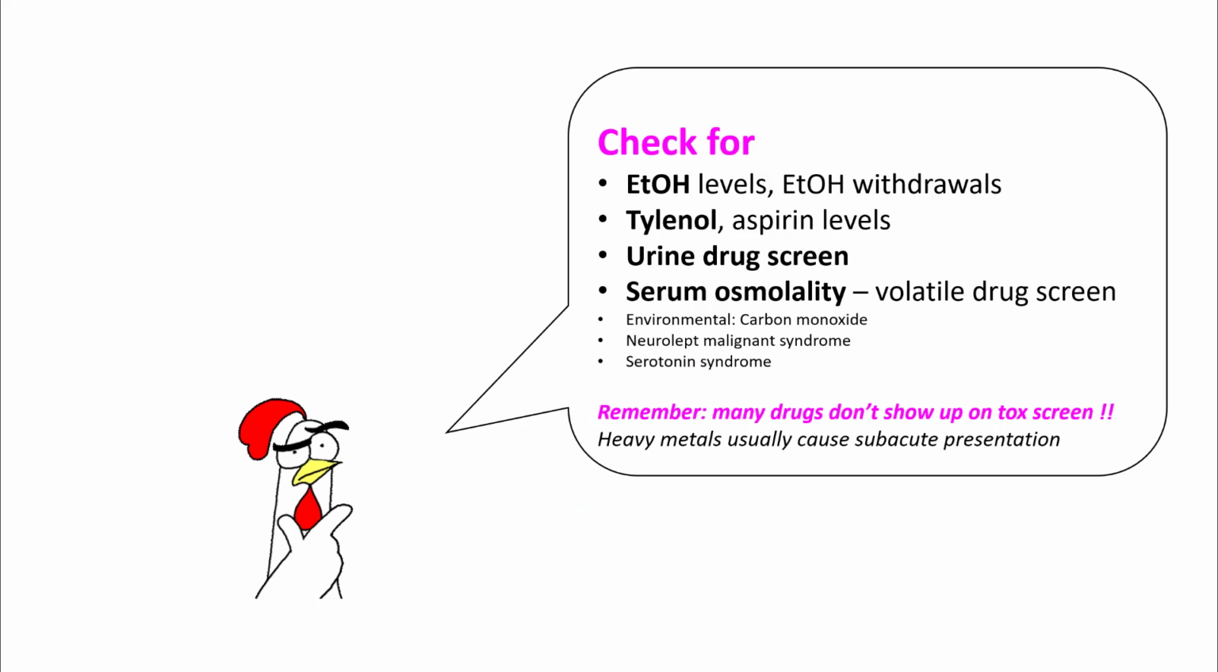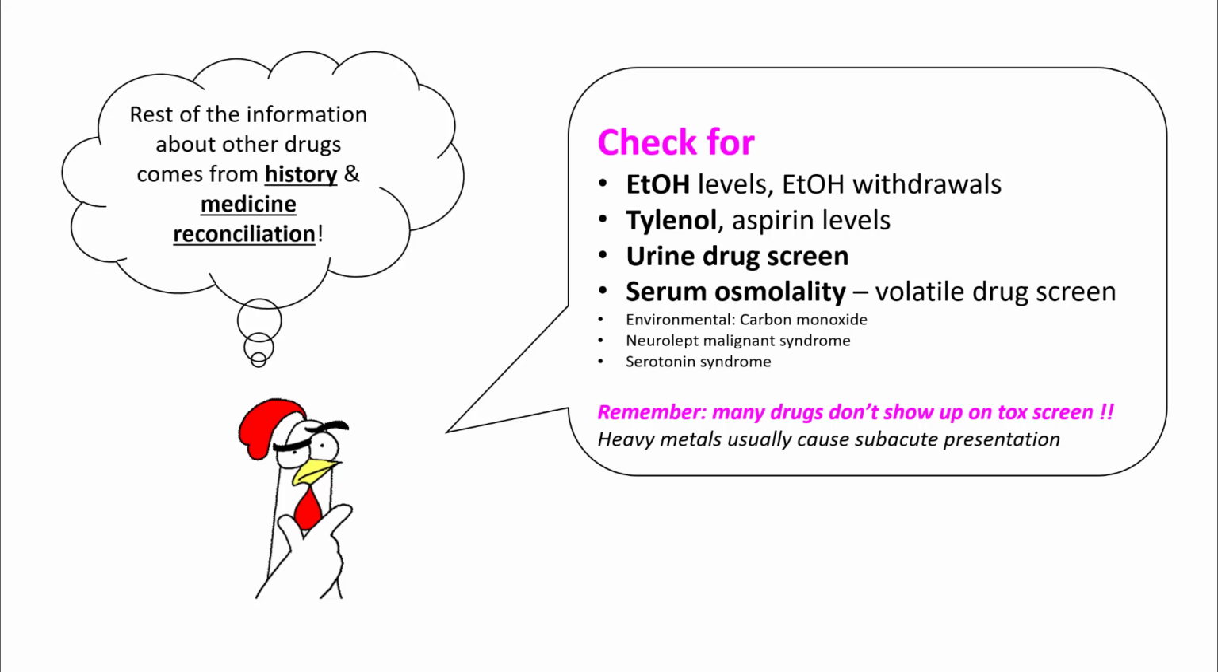If you're suspecting ingestion, check for alcohol levels, Tylenol and aspirin levels, urine drug screen, and serum osmolality. Remember that many drugs would not show up on the toxicology screen, and heavy metals usually cause a subacute presentation. There are so many other drugs that can cause mental status changes, so history is of the utmost importance, and always make sure that you perform a good medicine reconciliation.